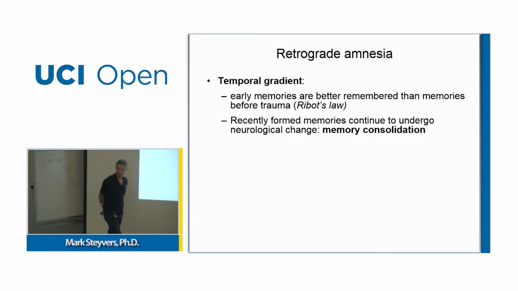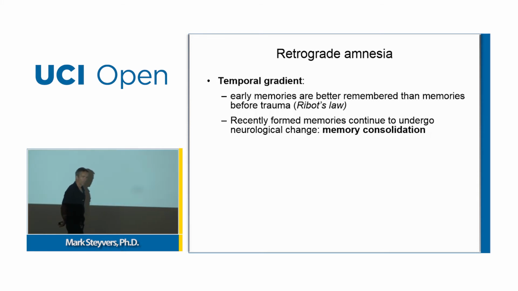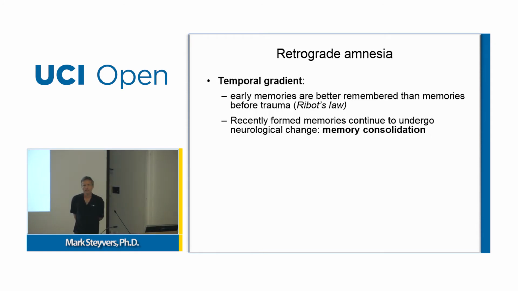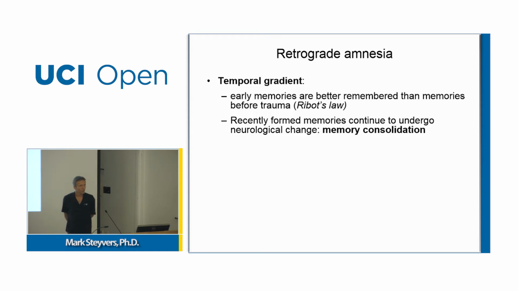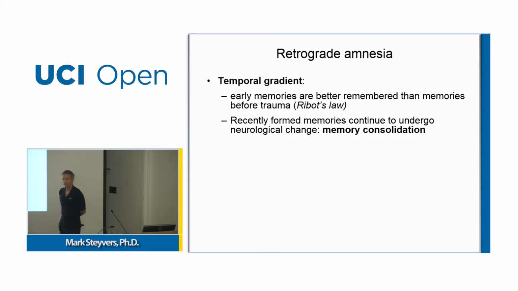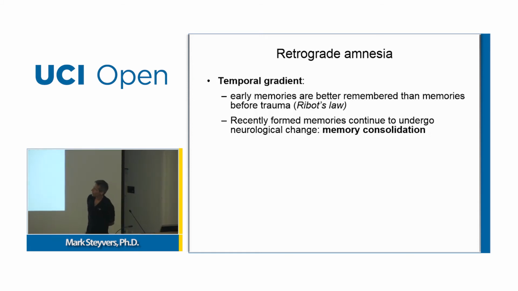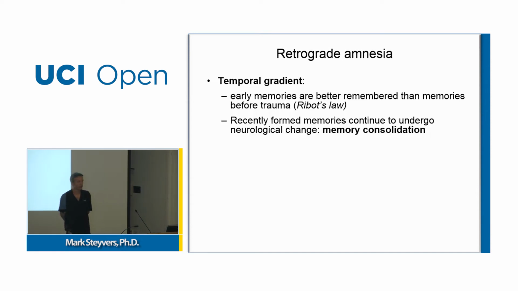So let's talk about retrograde amnesia. This is where you have trouble remembering events before some trauma. And the remarkable finding is that you reverse the typical forgetting curve. For normal people, more recent events are better remembered than events that happened a long time ago, with that minor caveat of the reminiscence bump. But for retrograde amnesics, you often find these reversed temporal gradients, called Ribot's law, where the early memories are actually better remembered than the more recent memories before the trauma.